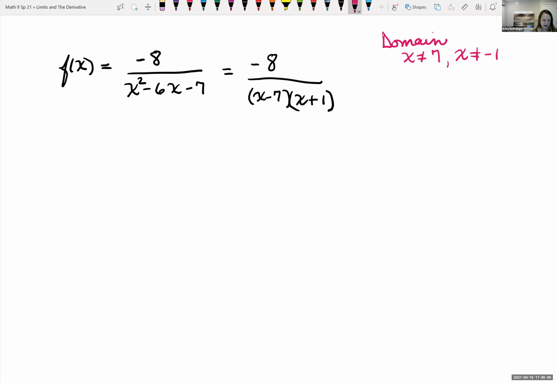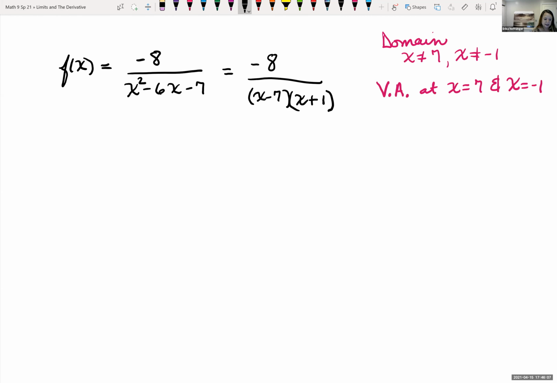Recall values which set the original function's denominator equal to 0, but not also the numerator. These were our vertical asymptotes. So we know that we have vertical asymptotes, I'm going to call it VA, at x equals 7 and x equals negative 1. Okay, so we need to go through.